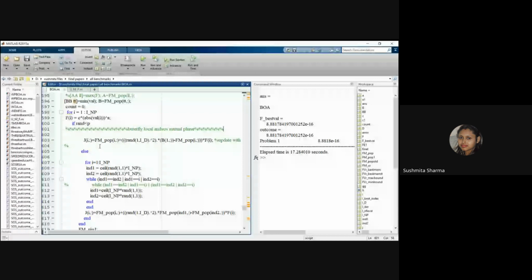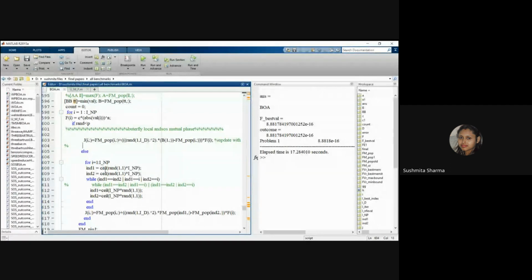Okay, so initially I have calculated all the fitness, and after that, if rand is less than p, where initially I have initialized p as 0.8, then it will go to the global exploration phase. After updating all the population, I'm putting this in the J matrix.